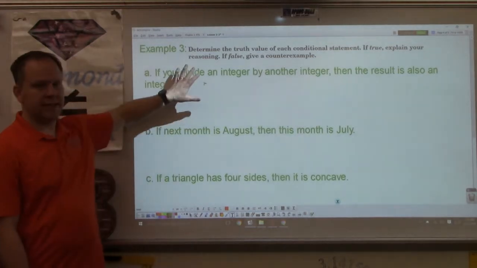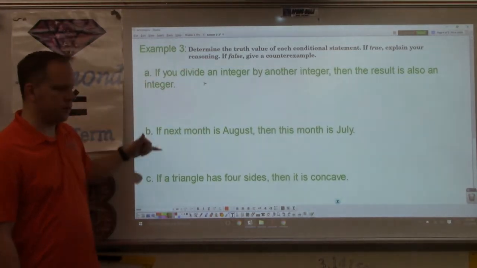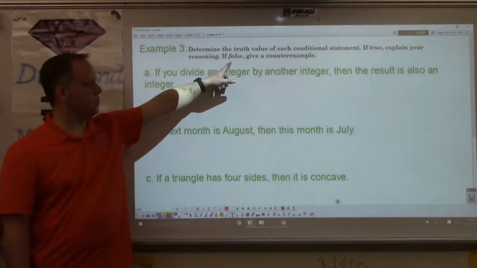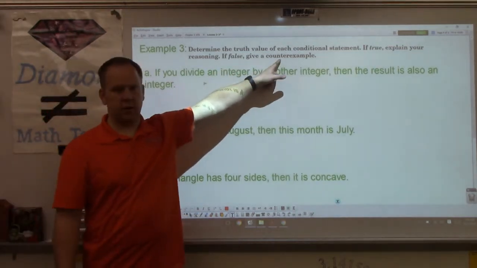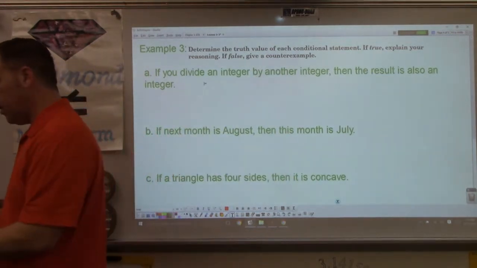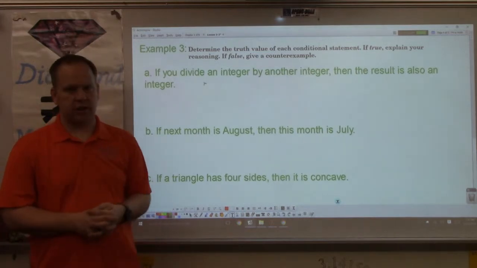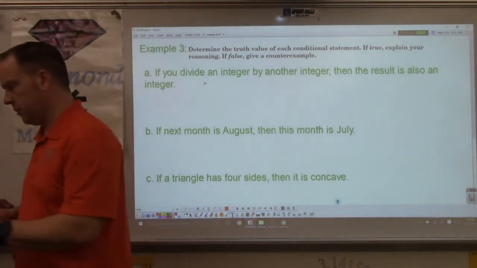Let's take a look now at example 3. We're going to look at 3 different conditional statements, determine if they are true or false. If they are false, we're going to show why they're false by giving a counterexample. So, letter A. If you divide an integer by another integer, the result is also another integer. Let's do some trial and error here.